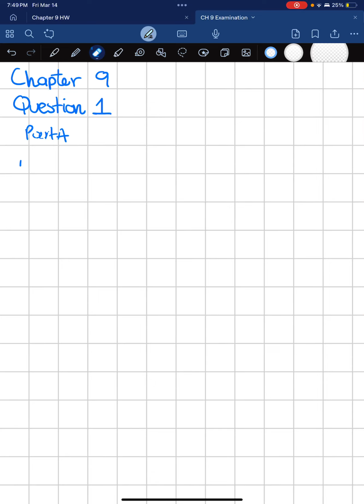Okay, today I'll be explaining chapter 9 homework. This is going to be question 1. So for question 1, part A, we have the following.